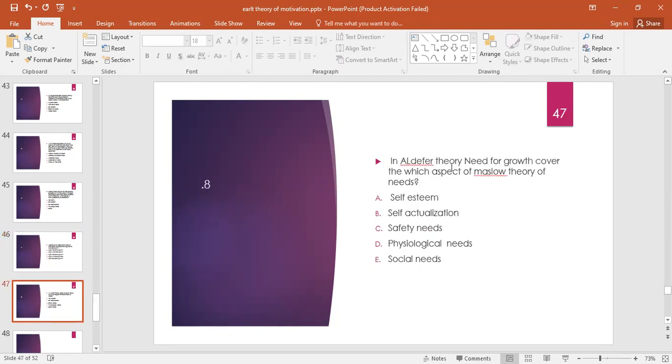In Alderfer's theory, the need for growth covers which aspect of Maslow's theory of needs? Self-esteem, self-actualization, safety needs, physiological needs, or social needs? Social needs. Self-actualization.